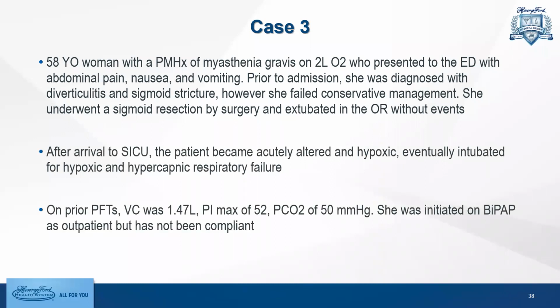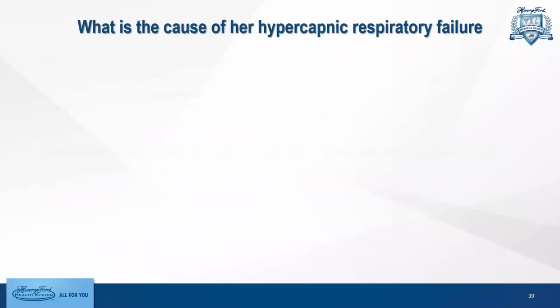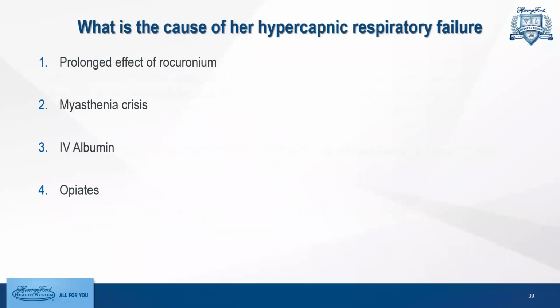She is your clinic patient, and the PFTs that you've gotten for her showed a vital capacity of 1.47 liters. Her PImax was 52, CO2 was 50, and she was initiated on BiPAP or IVAPS. However, she has not been wearing it as an outpatient. Okay. What is the cause of her hypercapnic respiratory failure? Prolonged effects of rocuronium, myasthenia gravis, IV albuterol or methadone, or opiates? Who wants to answer this question?